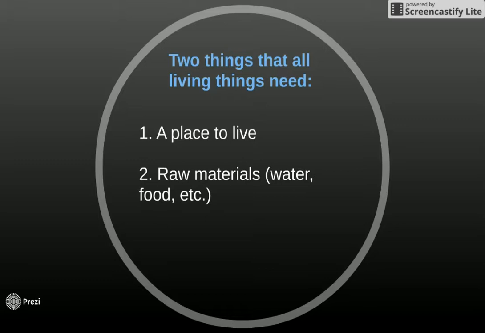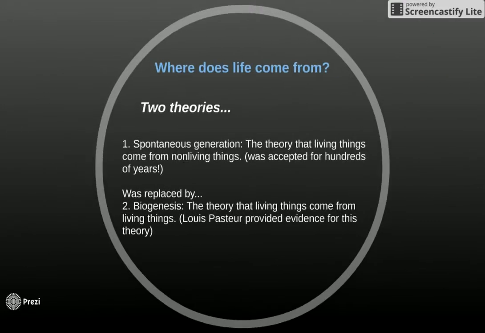So that's really important to have for living things. The other thing is raw materials, which is just water and food. 2 theories that we're going to come back to are spontaneous generation and biogenesis. So we will talk about those in a few days.